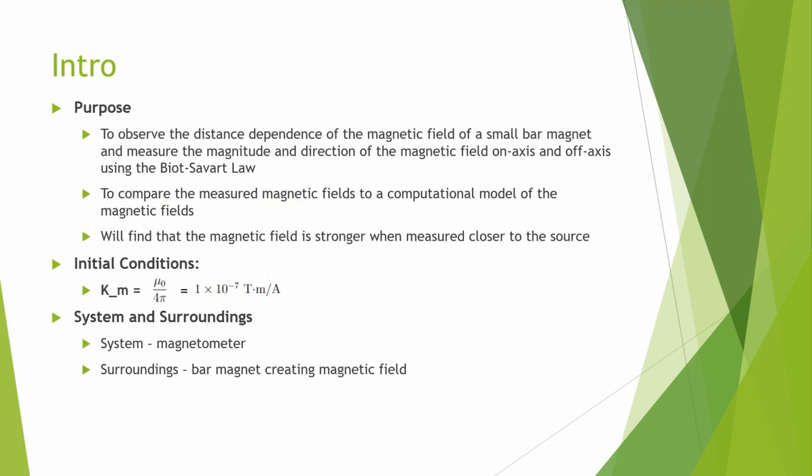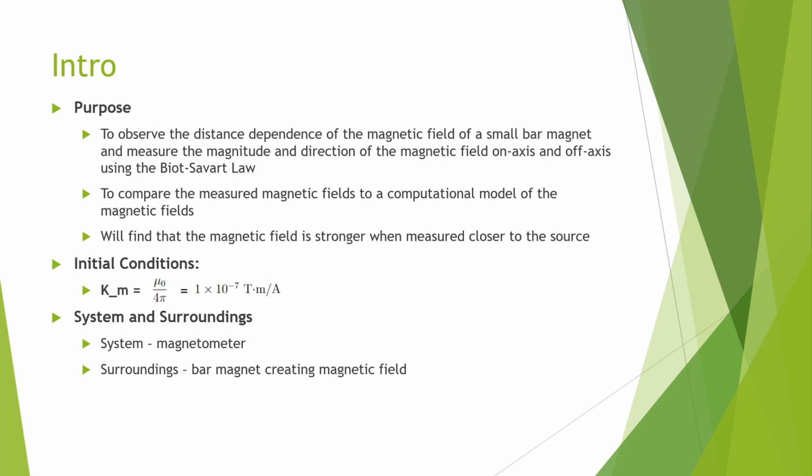The purpose of this lab is to observe the distance dependence of the magnetic field of a small bar magnet and measure the magnitude and direction of the magnetic field on axis and off axis using the Biot-Savart law. We also want to compare the measured magnetic fields to a computational model also representing the magnetic fields, and we will find that the magnetic field is stronger when it is measured closer to the source.